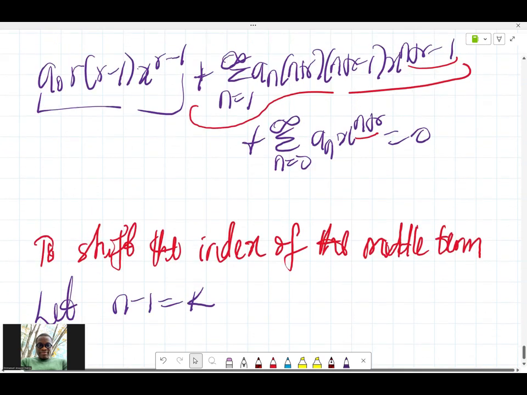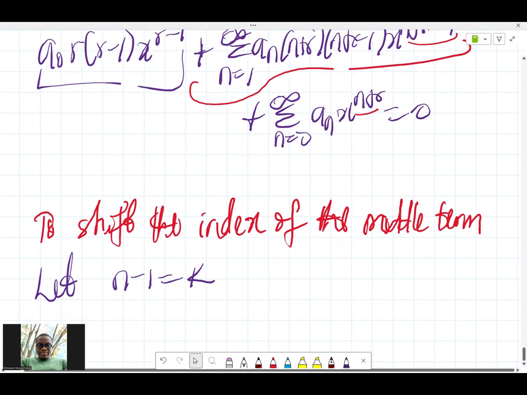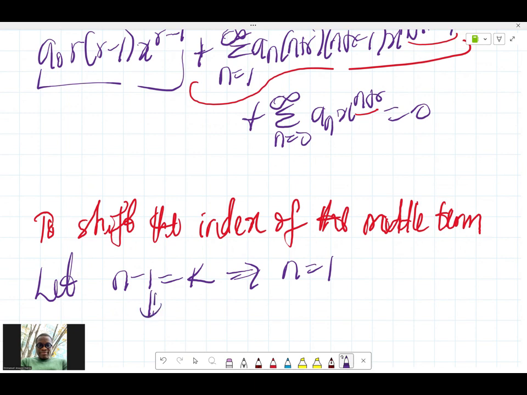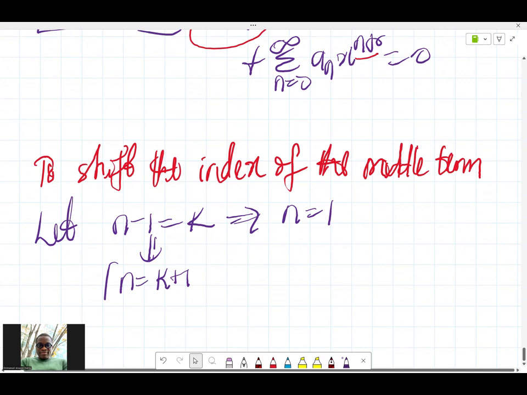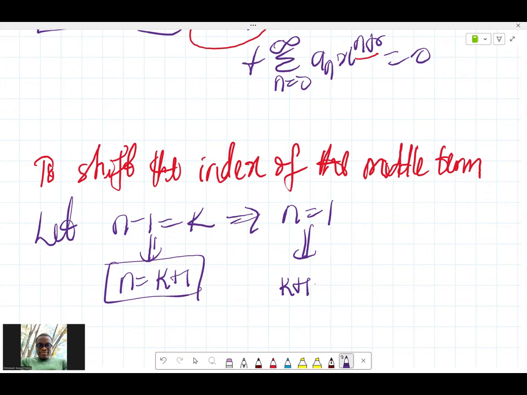So if n minus 1 is equal to k, it simply means that n is equal to k plus 1. So when you have n equals 1, that is the same thing as k plus 1 equals 1.